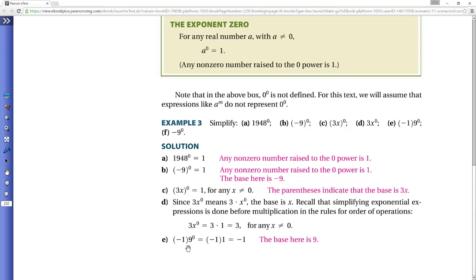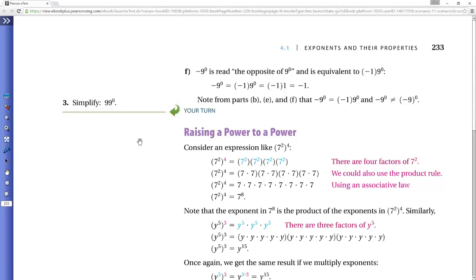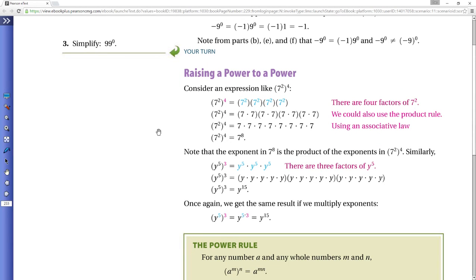In this case, if I have negative 1 times 9 to the 0 power, that's really negative 1 times 1, or negative 1. So they give us pretty good examples, trying to give you a taste of all the different ways this can happen. Well, the next rule we're going to talk about is raising a power to a power, or an exponent of exponents in a sense. Not very good terms, but they write this whole thing out.